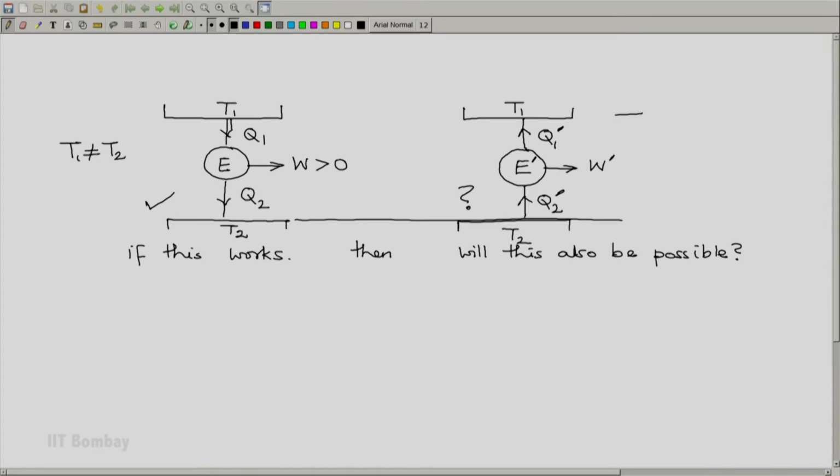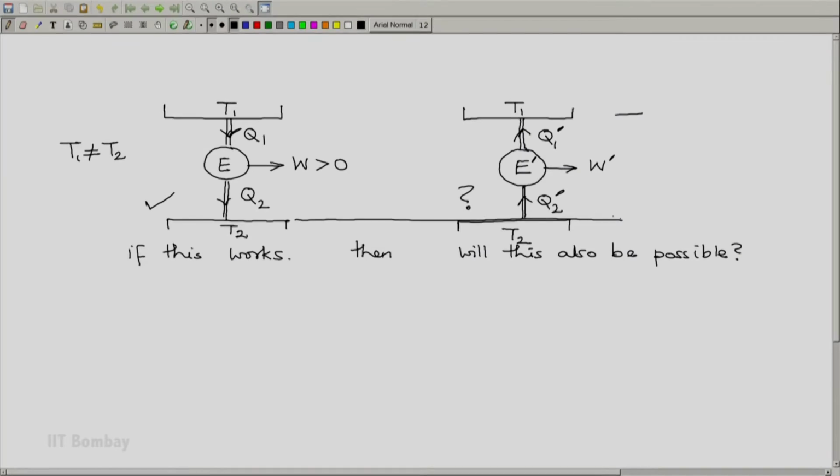Notice the difference here, the heat is absorbed from the reservoir at T1, whereas here heat is absorbed from the reservoir at T2. Here heat is rejected to the reservoir at T2, here heat is rejected to the reservoir at T1. So, the source and sink are interchanged for the two engines. Now, what we do here is the following. We always check whether this combination will violate the Kelvin-Planck statement of the second law. That means, can we set up a 1T heat engine using this combination? If we can set up a 1T heat engine, that means we are violating the Kelvin-Planck statement, and that means the second assumption which we made, that engine E prime is working, will obviously be false. Let us see whether we can do that.